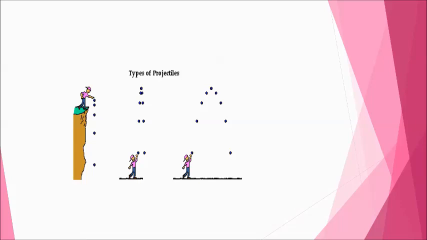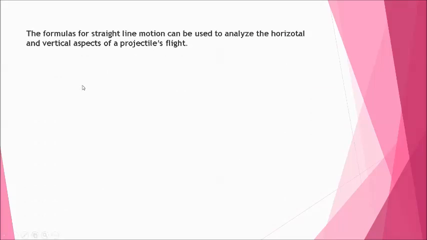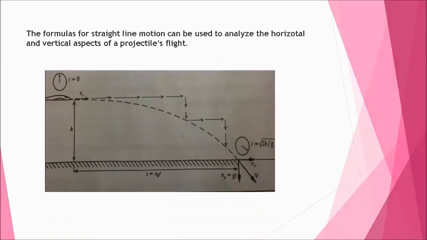So these are the different types of projectiles. Okay? So anything na nilagay mo sa ere, above the ground, it becomes a projectile. All right? And we discussed the straight line motion, starting with horizontal and then vertical motion. Now, the formulas for the straight line motion, we can use them to analyze the horizontal and the vertical aspects of a projectile's flight. Okay, so to better understand that, let's take a look at this figure.